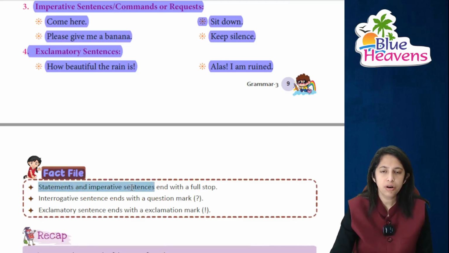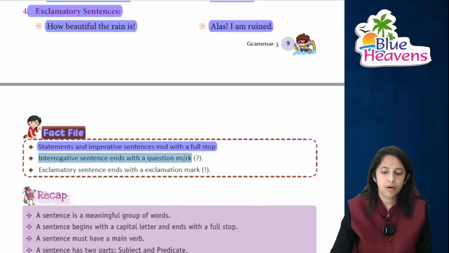Moving on to the fact file. First is statement or imperative sentences जो होते हैं they always ends with full stop, right? Interrogative sentence question mark से end होते हैं. मतलब जो questions वाले sentence होते हैं और exclamatory sentences end होते हैं exclamatory mark से, right?